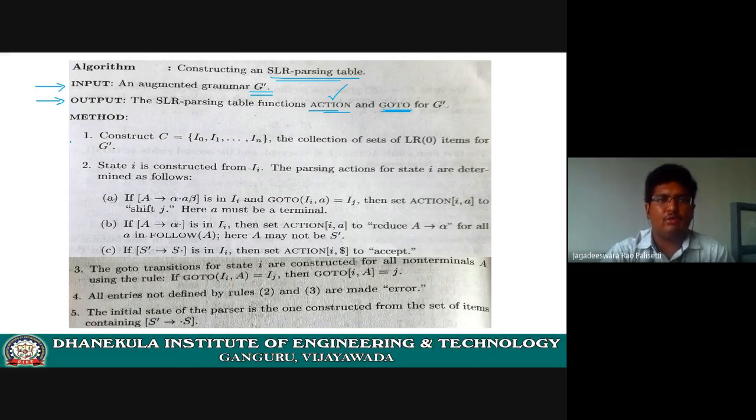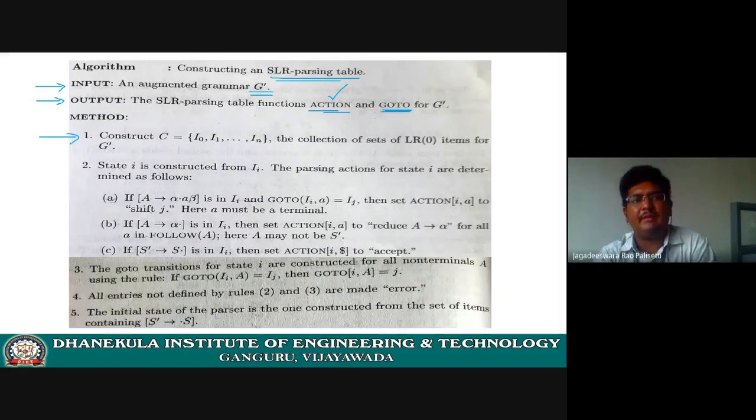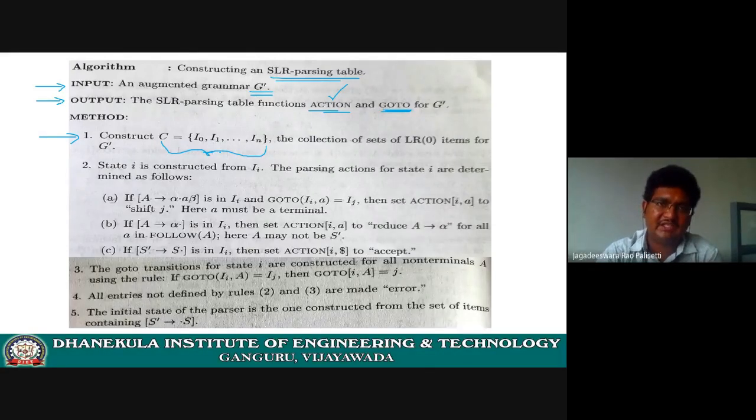Okay, now we are going on to the process. The first step in the method: till now we created some states like I0, I1, I2. In our previous example, we created states up to I6. What are these states?